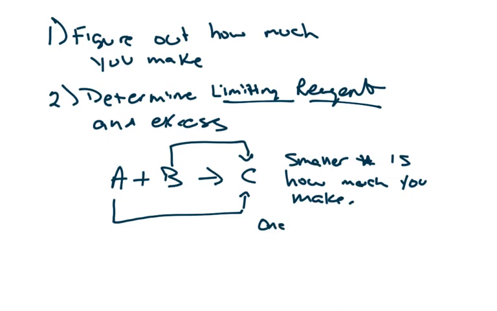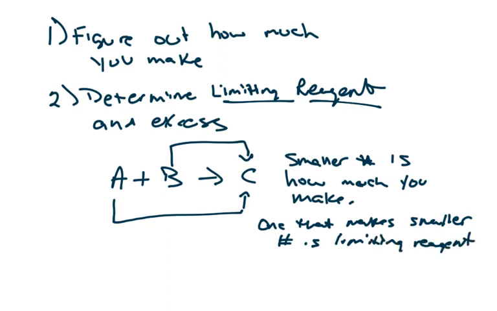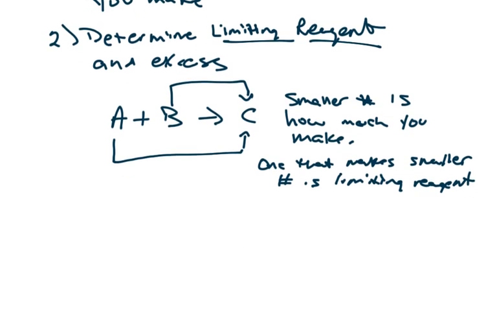One that makes the smaller number is the limiting reagent. It's the one that runs out, okay? So at the end of the reaction, there's none of that left. It runs out. It's totally 0. But what does that mean? Other is excess.